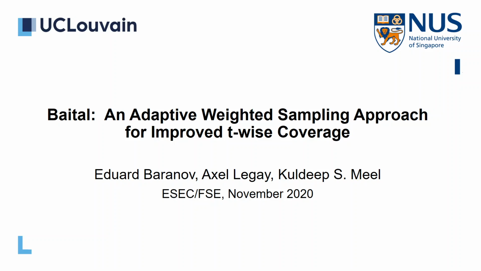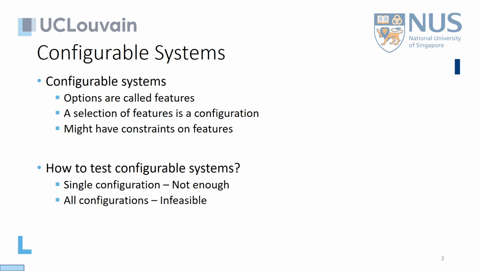Welcome to the presentation of our work on Baital, an adaptive weighted sampling approach for improved device coverage. In the modern world, many systems are configurable, where a user can select among many options and build a version of a system that is suitable for his needs. Options are often called features, and the selection of features is a configuration.